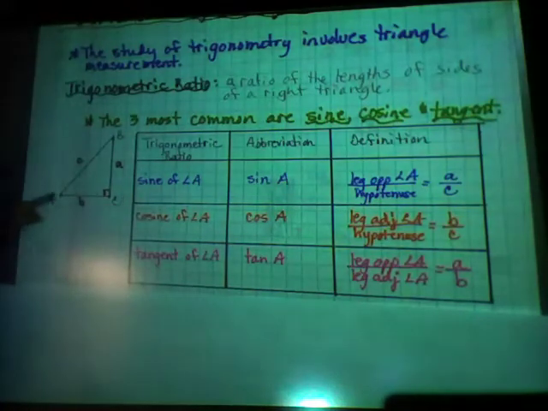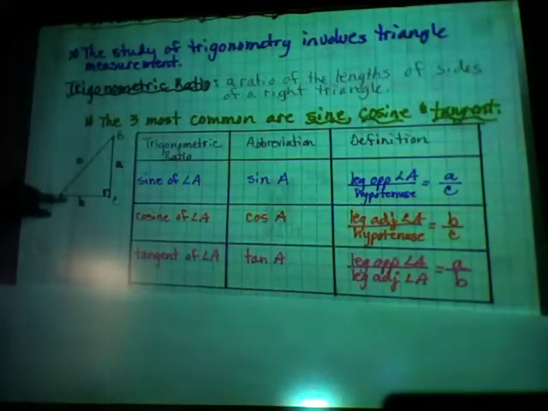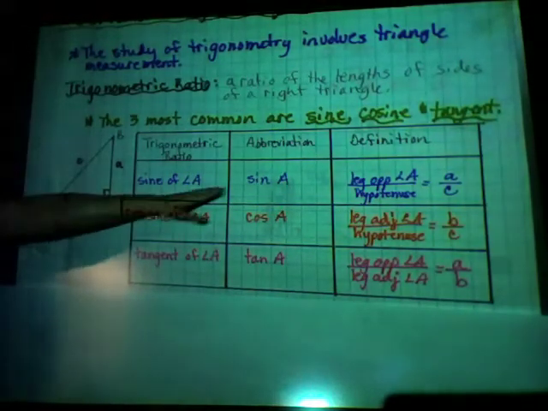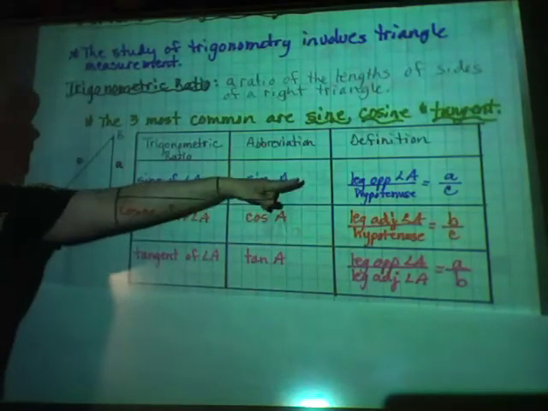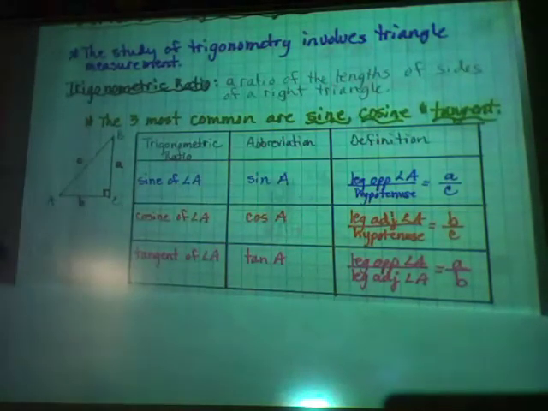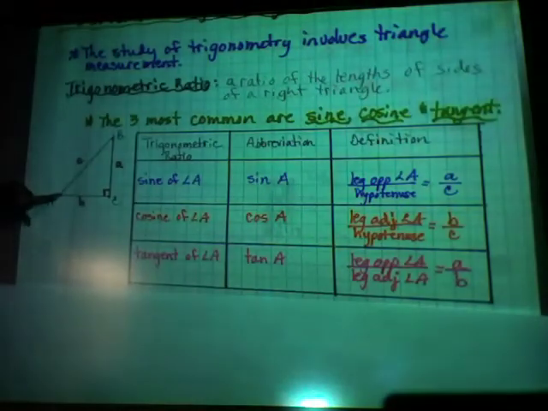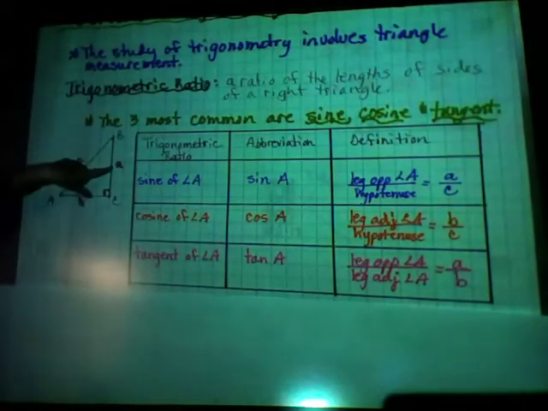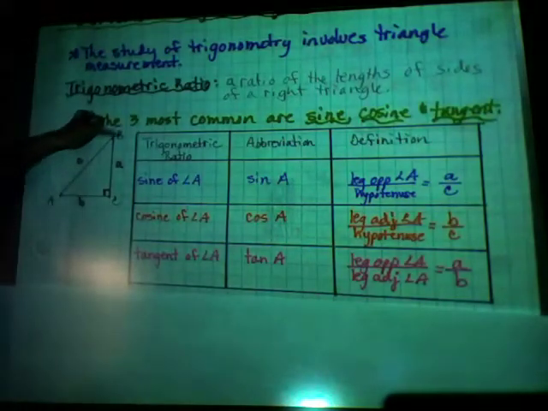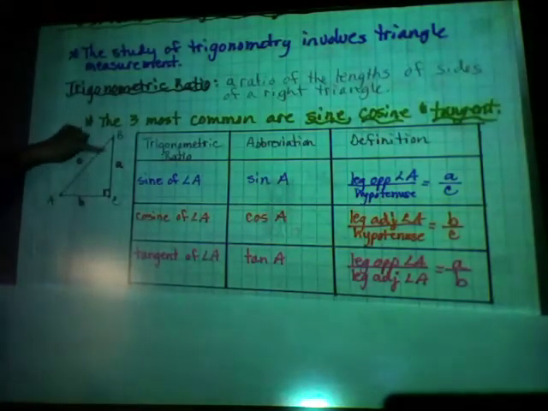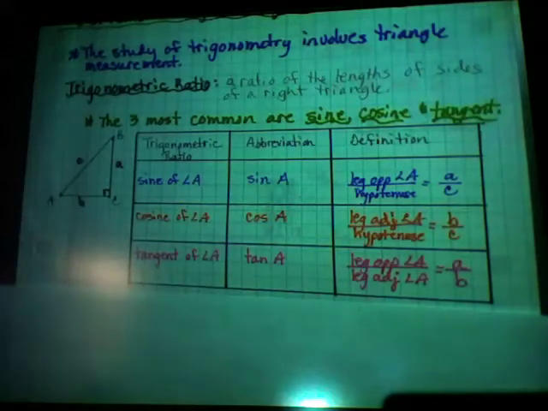Sine of angle A, so here's angle A. This is called your angle of reference. It's abbreviated sin A, without the E. It's the leg opposite of angle A over the hypotenuse. So what's the leg opposite angle A? Side a, right? And then the hypotenuse is c. The hypotenuse is always the longest side. It's always across from the right angle. So sine is defined as a over c.